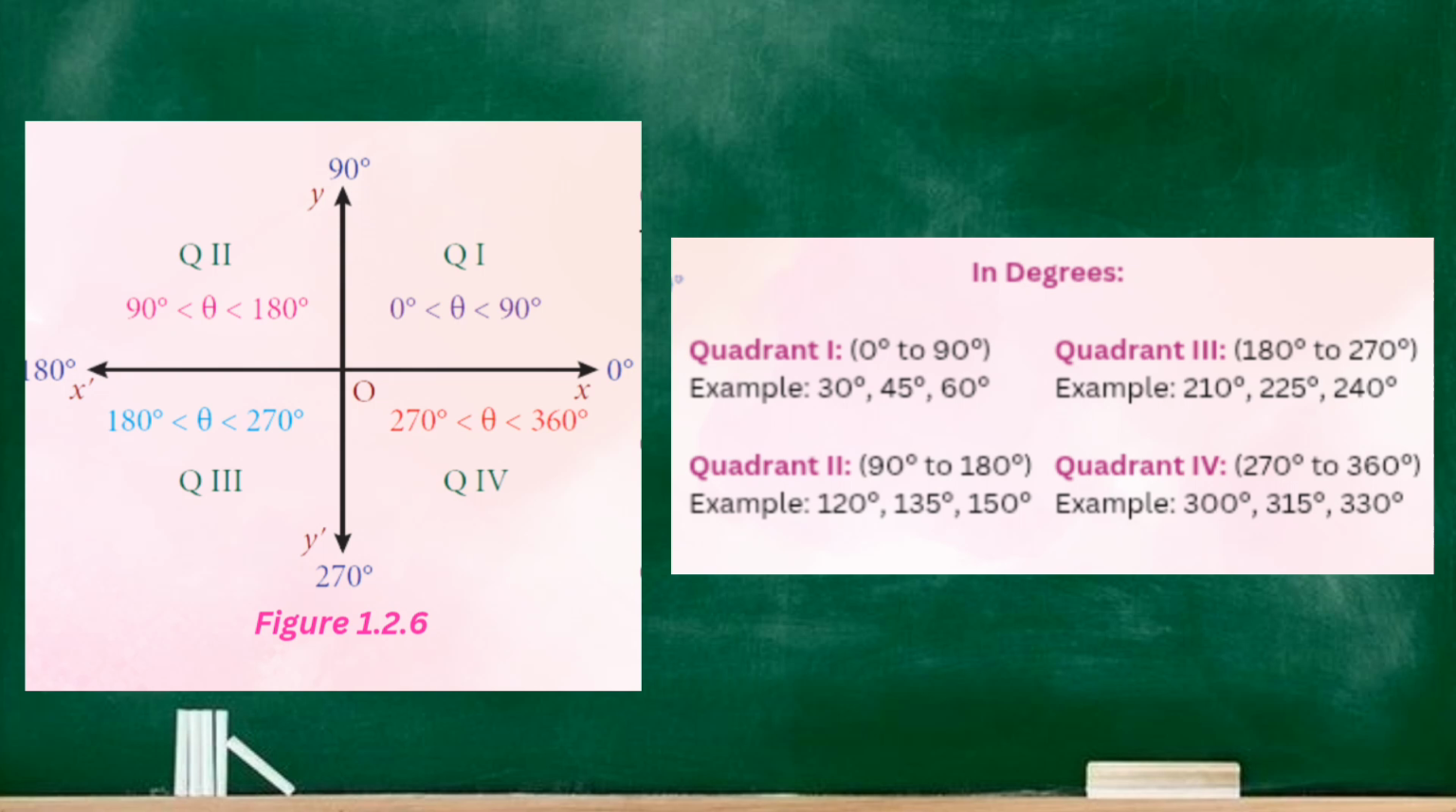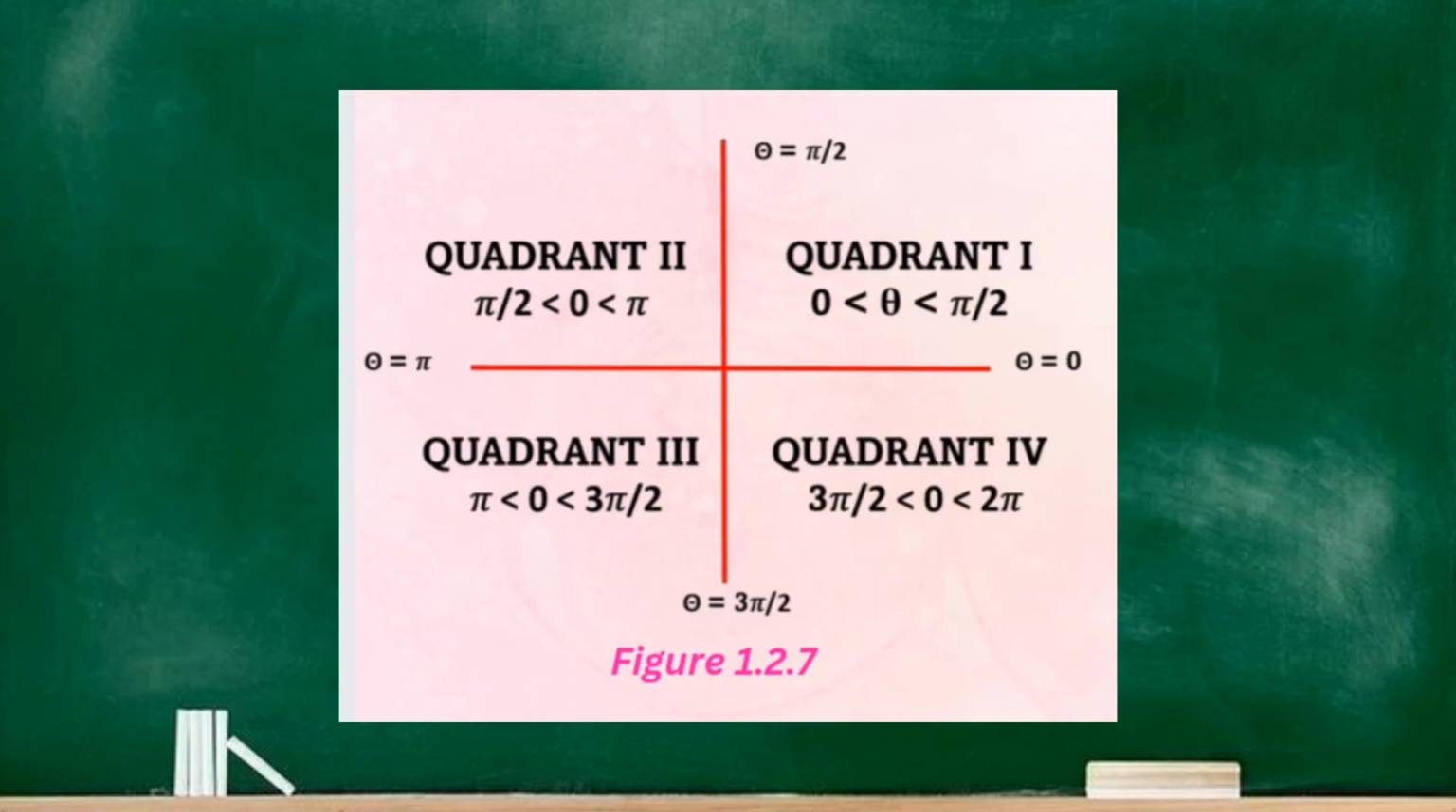In quadrant 3, we have 180 degrees to 270 degrees. Examples of this are 210 degrees, 225 degrees, and 240 degrees. In quadrant 4, we have 270 degrees to 360 degrees. Examples of this are 300 degrees, 315 degrees, and 330 degrees. In figure 127, this is in radians.